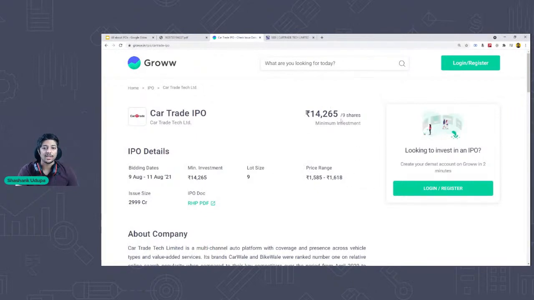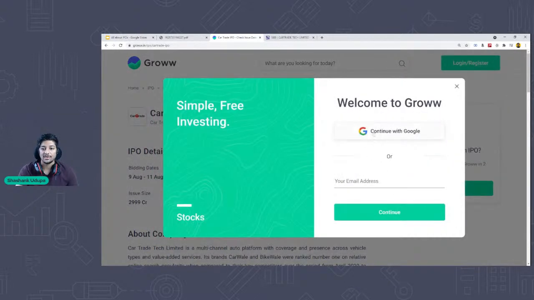Now there is something called lots, right? Lot size: basically, one lot comes with 9 shares. If you have to buy one lot of 9 shares, it will be 14,265. Now I'll just log in very quickly and I'll show you how this works. One second. Because this IPO is currently open, let me show you how you can apply to this IPO as well.